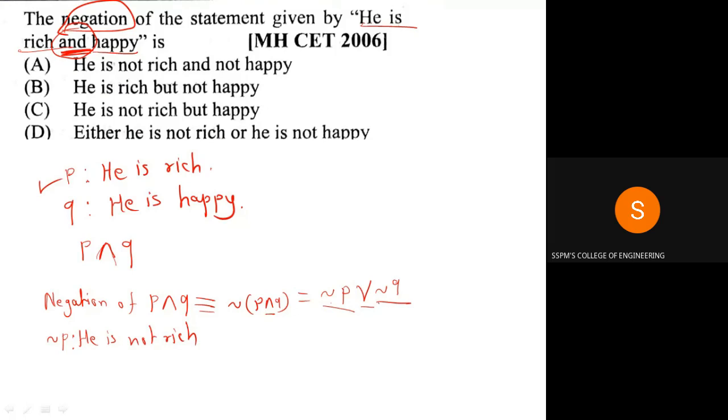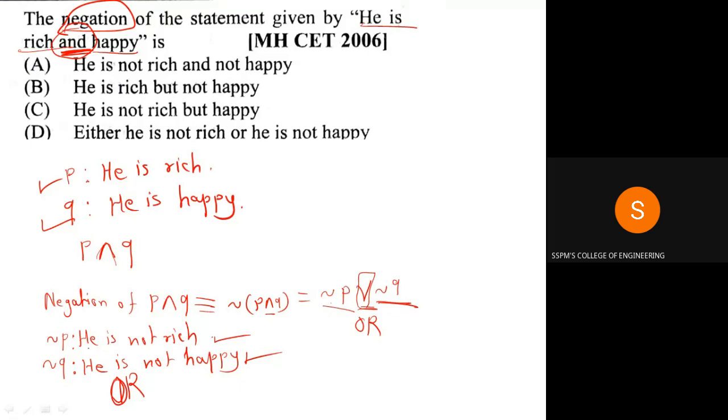Also now we will find negation of Q. What is negation of Q? What is Q? He is happy. So negation of Q is he is not happy. So the first statement is he is not rich. The second statement is he is not happy. And what is the operator here? It is the or operator. So we will put the word or between these two statements.